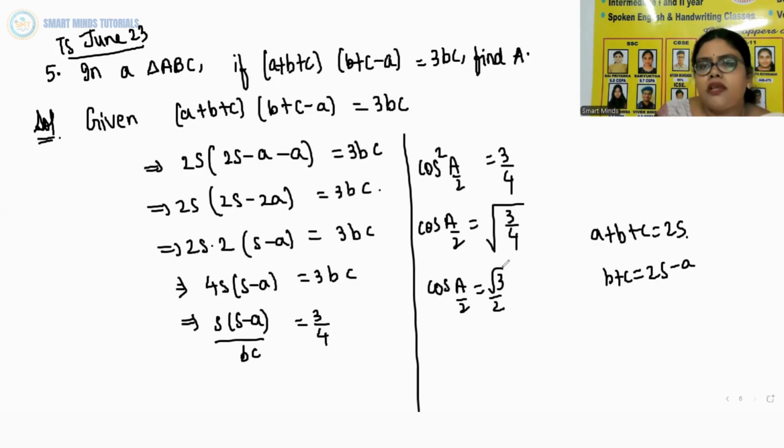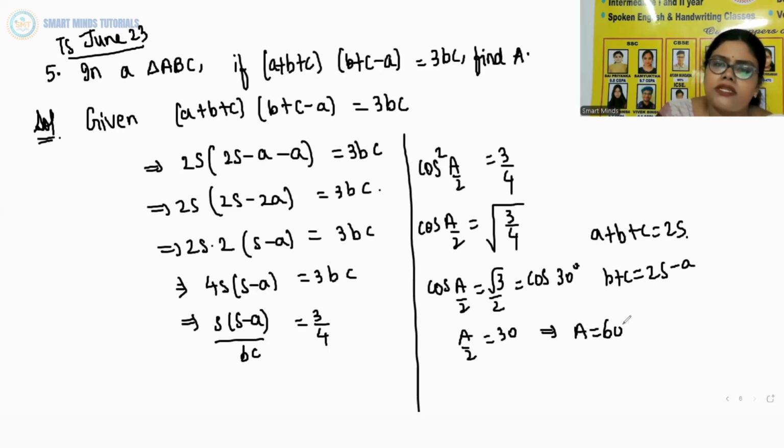So when is cos theta root 3 by 2? That is at cos 30 degrees. So A by 2 is equal to 30, which implies A is equal to 60 degrees.